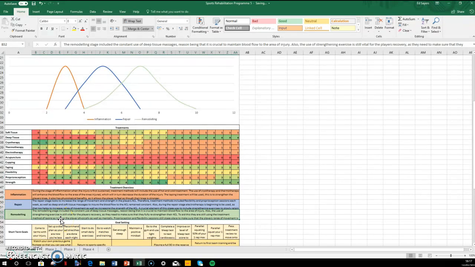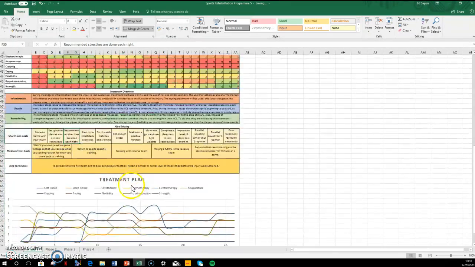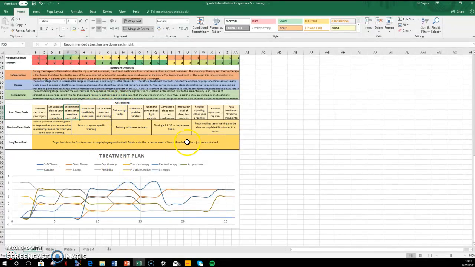And then lastly, the remodeling stage. This includes constant use of deep tissue massages, the reason being that it's crucial to maintain blood flow to the area. Also, using strengthening exercises is still vital for the player's recovery, as they need to make sure that they have fully re-strengthened their ACL. To aid this, they are still using treatment methods of taping the players, which also helps physically and mentally. Proprioception and flexibility sessions still take place in this stage to make sure that the player's range of movement is constantly being increased.